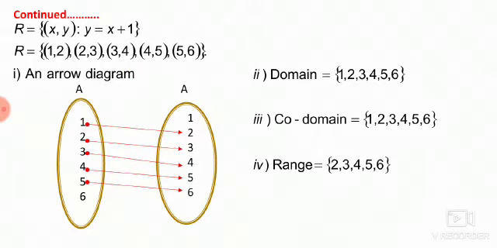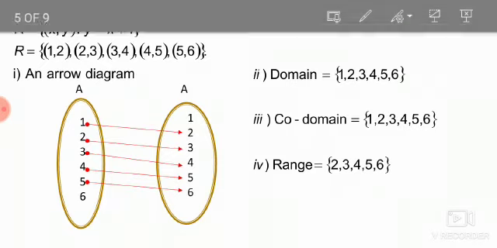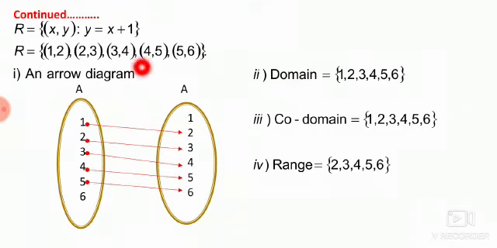The image of 3 is 4. The image of 4 is 5, and the image of 5 is 6. Therefore, this is the representation of a relation by an arrow diagram.